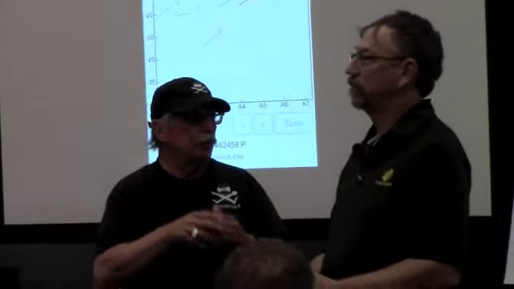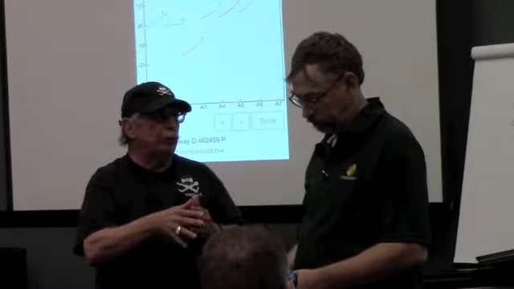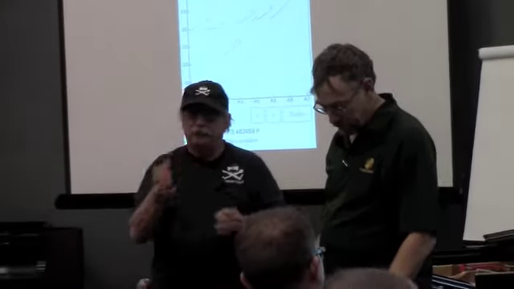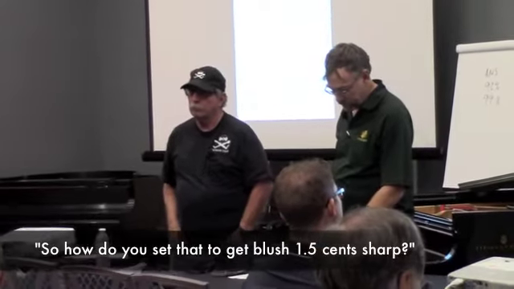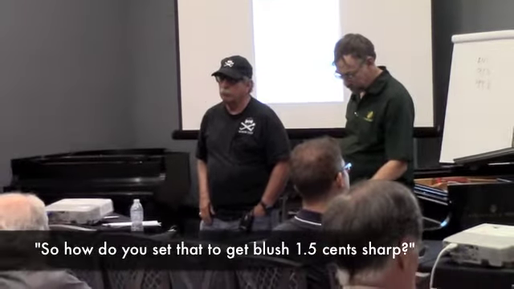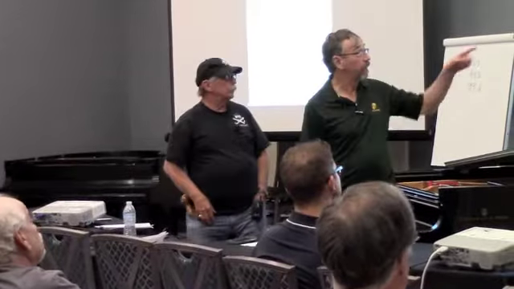Okay. In other words, because I end up a little sharper than I should because of the way that I zero. So how do you set that to get the flush? 1.5 cents sharp. So you're setting Cyber Ear to like 1.5 cents or something like that. Yes, in other words, I'm making my global pitch plus 1.5 cents.